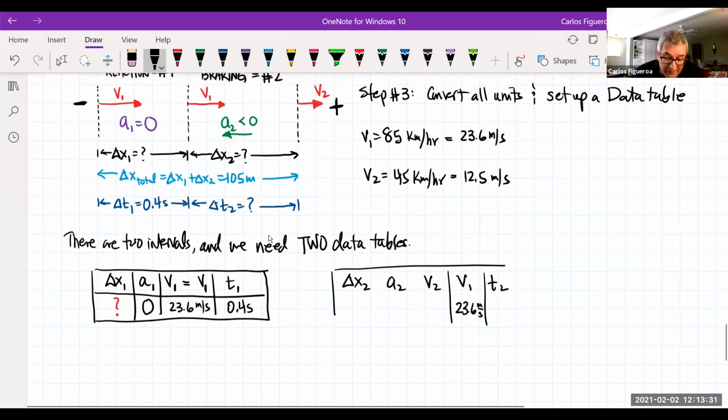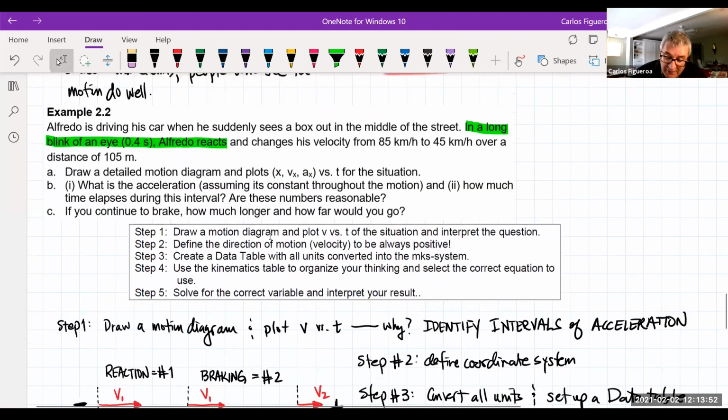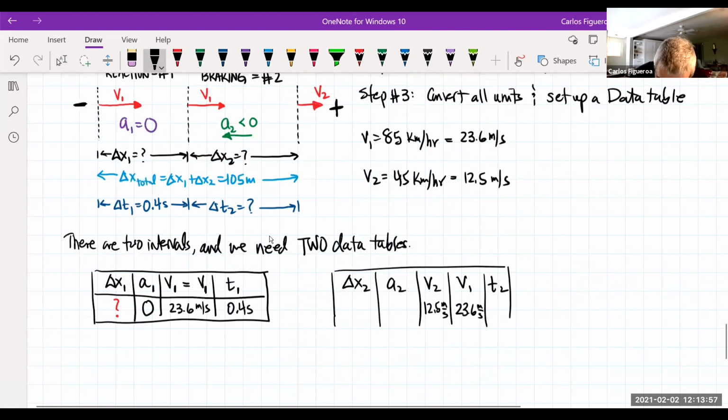And when I look at my picture, do I know anything about the final velocity? Yes. From what we just talked about, that speed is 12.5 meters per second. Do we know anything about the time? No. The distance? No. The acceleration? I don't think they told us about the acceleration. So what you're seeing here is that there's a lot of things I don't know in the second interval.